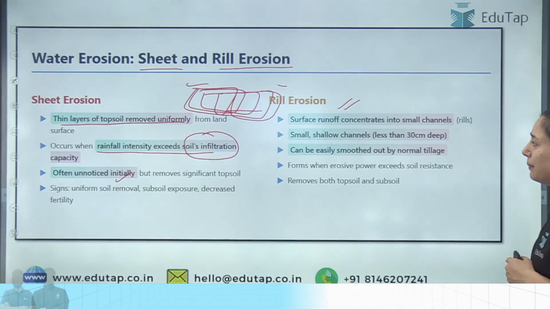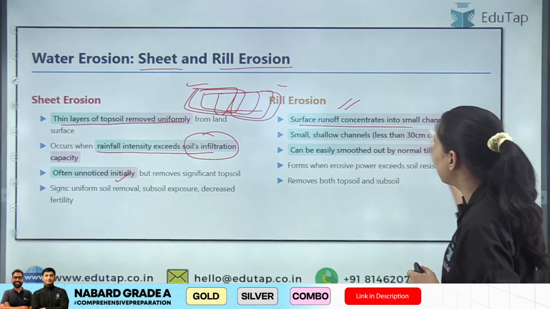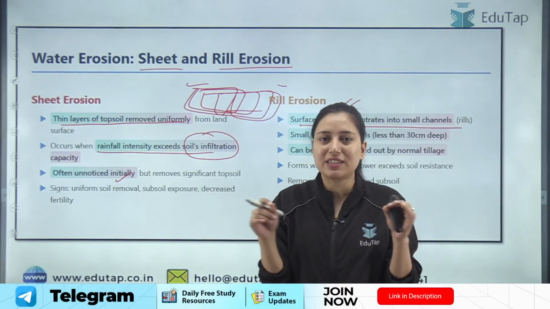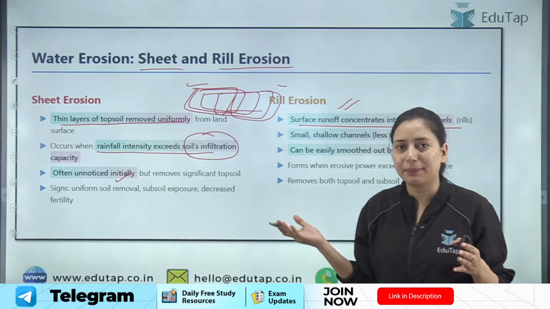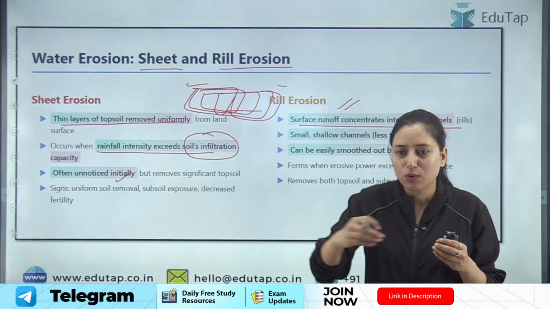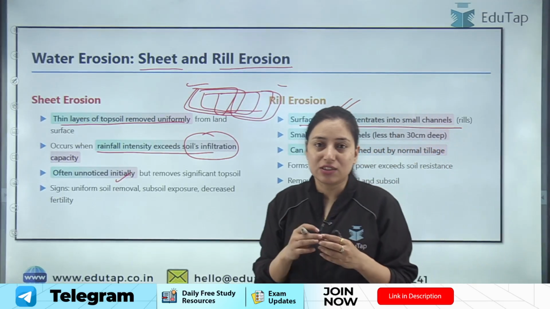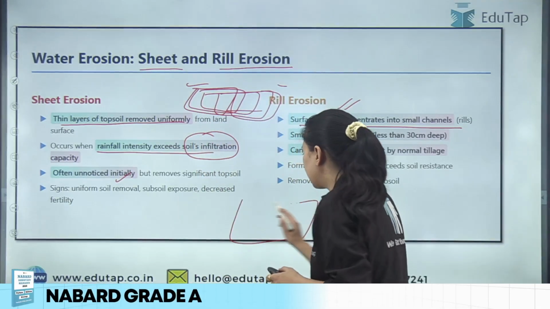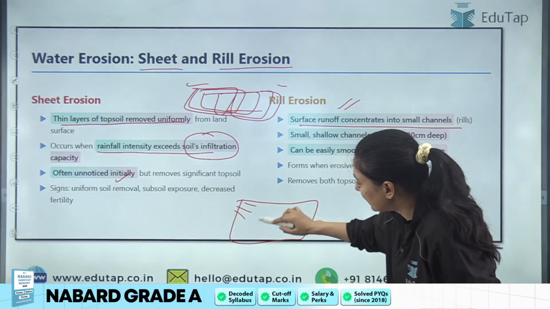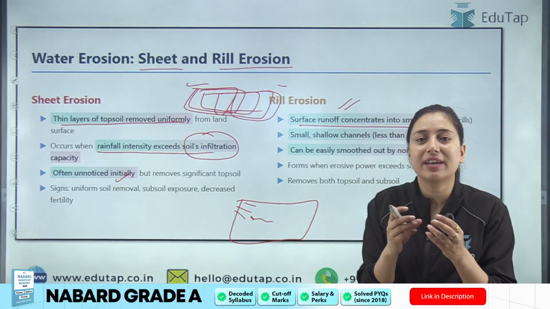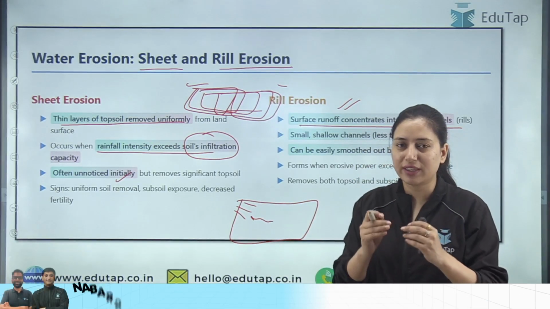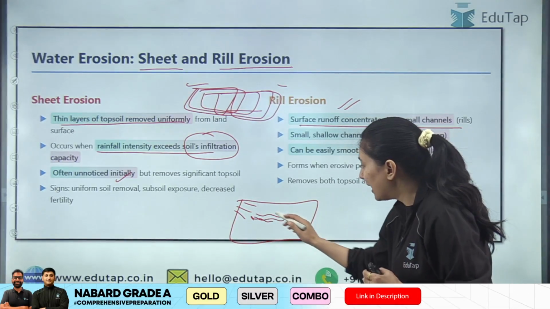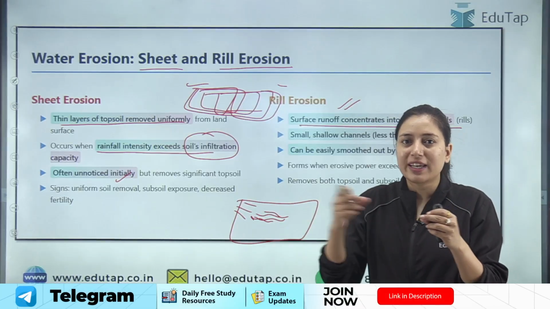What is rill erosion? Basically, students, sometimes surface runoff concentrates into small canals. When the surface runoff happens, it can lead to the formation of small channels, or we can say small rill-like structures are formed, right? So when surface runoff exceeds, if anywhere in the field there is a little bit of depression, the field is not level, it will lead to the formation of rills. Rills are basically the small canals that are formed, right?